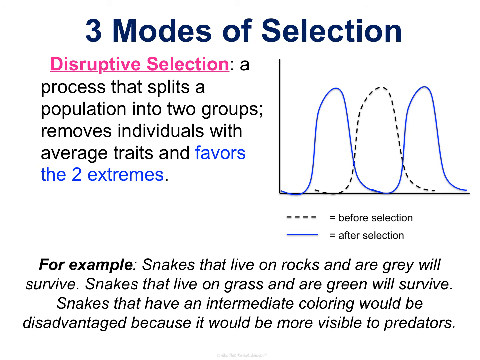So we see a disruptive selective process just due to an environmental change or a situation that really divides this one species of snake into two different varieties. And because they become so isolated, we lose that center original color of the snakes. And then all we see are green snakes and then the gray snakes.